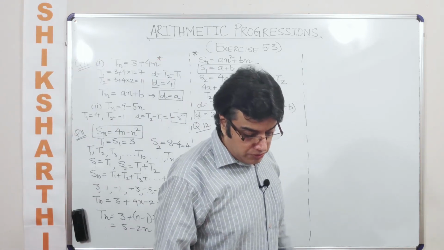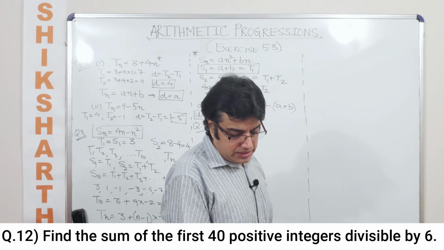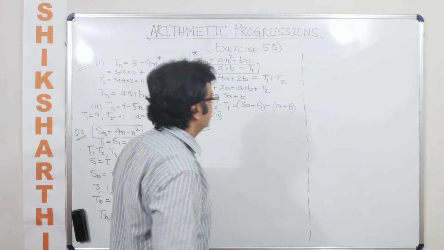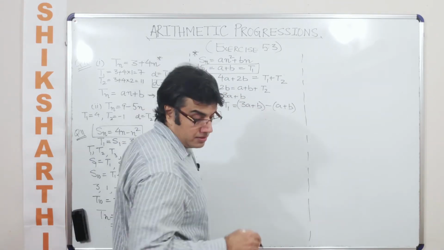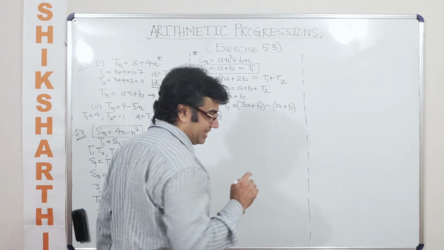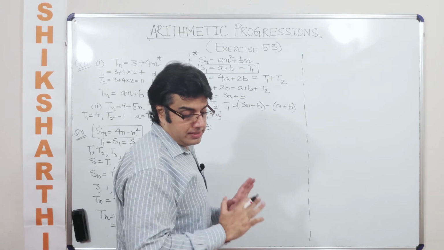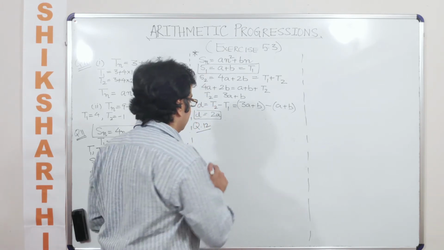Okay. So now we are talking about question number 12, which says find the sum of first 40 positive integers divisible by 60. I'm sorry, not 60. Find the sum of first 40 positive integers divisible by 6.